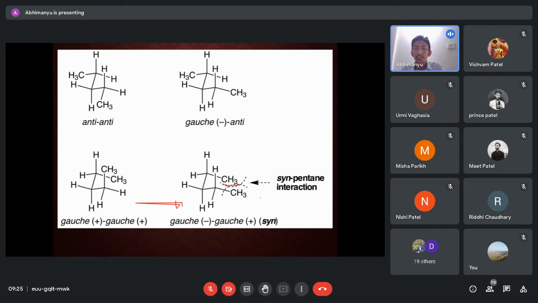Here you can see the anti structure, gauche plus, gauche minus, gauche plus. I will discuss the minus and plus later. So in syn-pentane interaction, what is the novelty compared to structures 1, 2, 3, and 5? In the syn-pentane structure, the maximum repulsion is possible. It is not only possible in pentane molecules; it is also possible in hexane, heptane kinds of molecules.